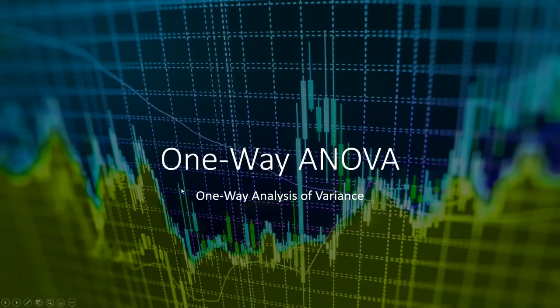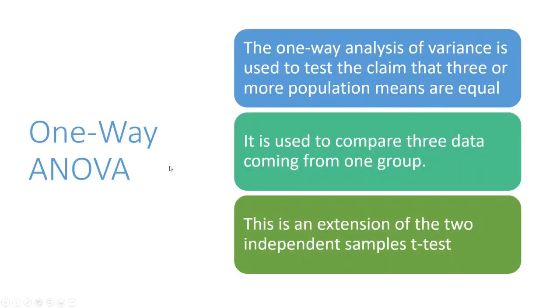Hello everyone. In this video, we'll be discussing one-way ANOVA, or what we call one-way analysis of variance. One-way ANOVA is used to test the claim that three or more population means are equal. Last time we discussed the comparison of two data sets within the group. Now in ANOVA we are testing if there are differences between three or more populations. We are testing if the means of those three populations are equal.